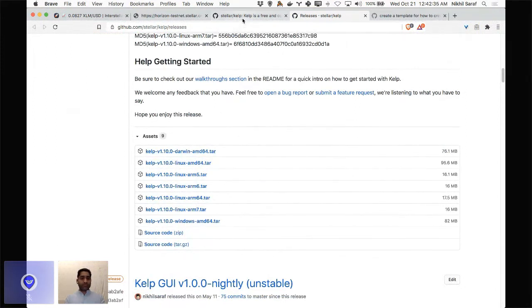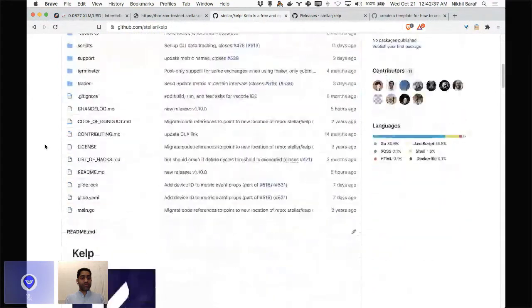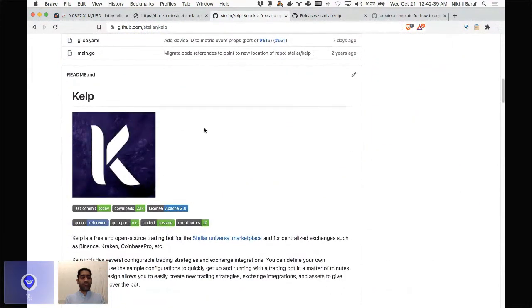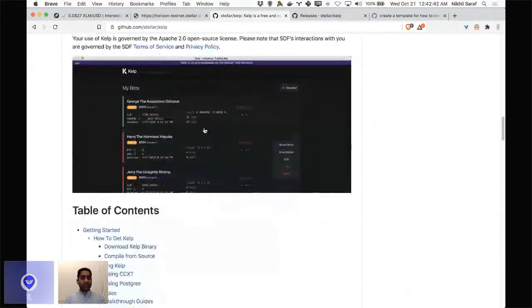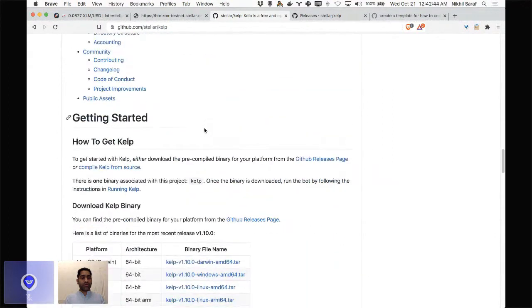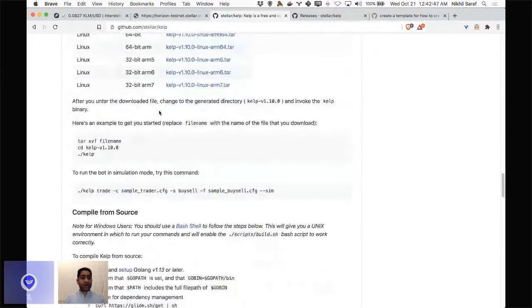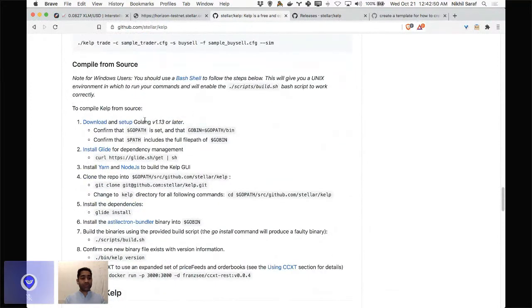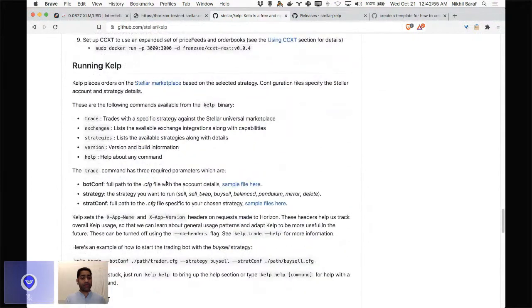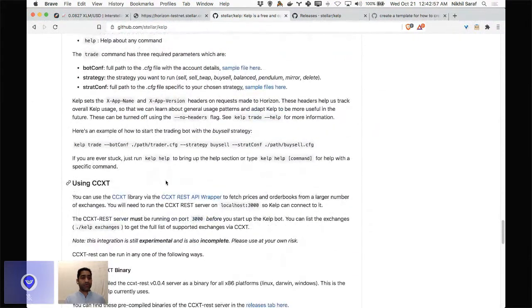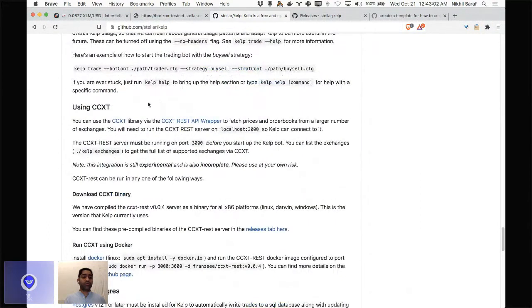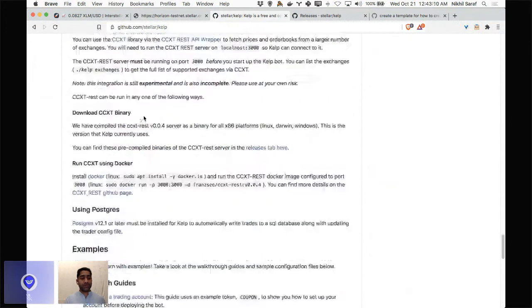You can get a lot of documentation help from the README file, which is quite comprehensive. For example, you can get information about how to compile Kelp from source. There's a few instructions there. Then how to run Kelp, including the various commands that you can run, including the help command in the command line tool, which gives you more information. How you can use the CCXT REST library to serve as a gateway to access over 100 trading exchanges.